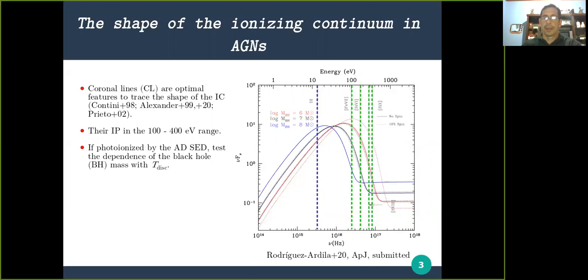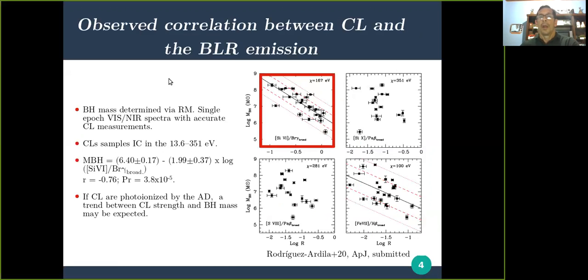So we want to test our hypothesis that these coronal lines are indeed photoionized by the intrinsic continuum emitted by the accretion disk. To this purpose, here we relate the mass of the black hole of a sample of objects that were determined by reverberation mapping with the strength of the coronal lines normalized to the strength of the broad component of the hydrogen line, for four different coronal lines as shown here: silicon 6, silicon 10, sulfur 8, and iron 7.